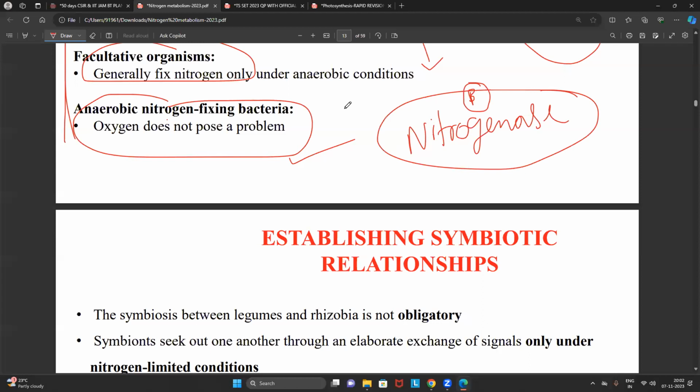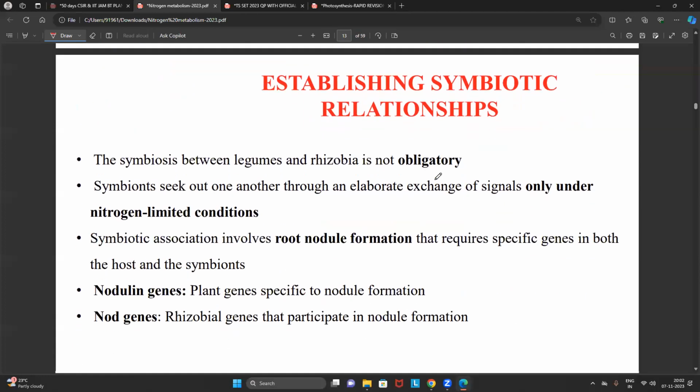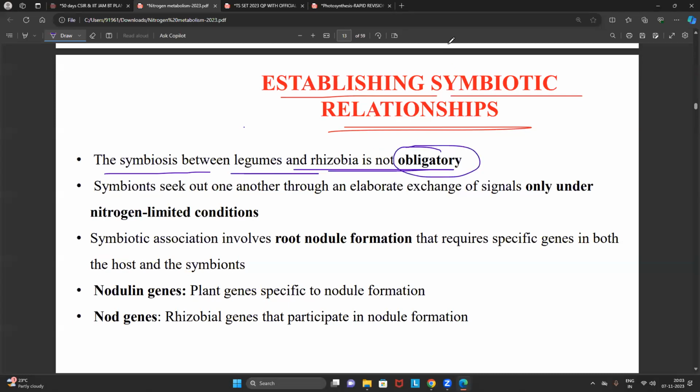Now, who requires nitrogen? First of all, plants require nitrogen. So if the nitrogenase enzyme, which is present in the bacteria, wants to be active and be useful for the plant, first the bacteria and plant have to maintain a relationship. Without a relationship, how can the nitrogenase enzyme fix the nitrogen? Now listen, establishing a symbiotic relationship.